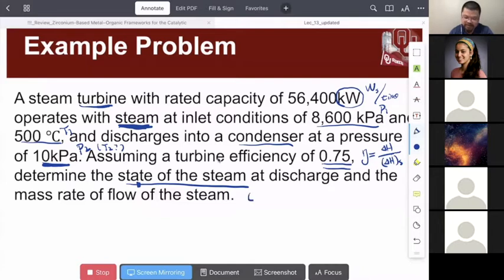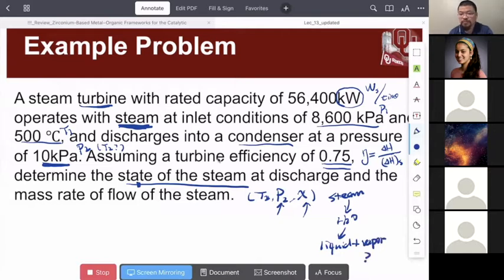So very likely you need to tell me what is the temperature, what is the pressure. Pressure is actually known. P2 is known, T2. And what is the ratio between the liquid and the vapor, if this is the steam. So again, this is steam, this is water, and we may have liquid plus vapor of that water. So we need to look at their ratio. And after that, we need to look at the mass rate.